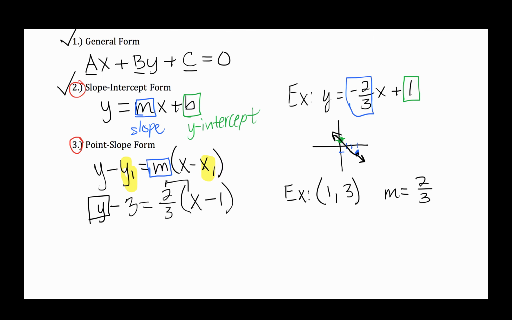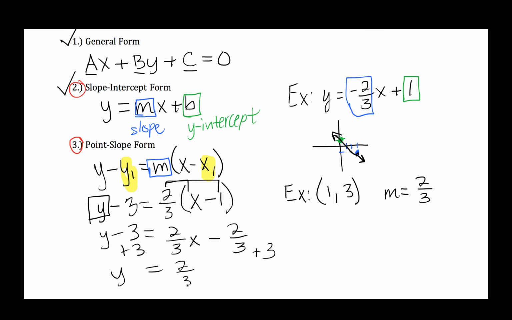Let's distribute this 2/3, and we get y minus 3 equals 2/3 x minus 2/3. Now I'm going to add 3 to both sides, and we get y equals 2/3 x, and now we have to add negative 2/3 plus 3.